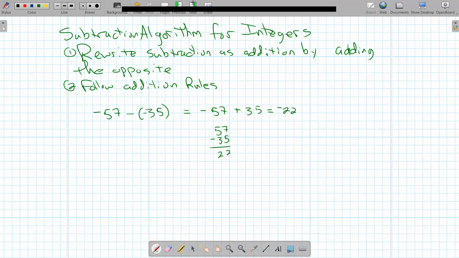But we have these algorithms. And again, the algorithm, right? I didn't draw any pictures. There's no number line here. I've got no charged particles. I got no chips. I just have a set of rules to follow to get an answer. That's an algorithm.